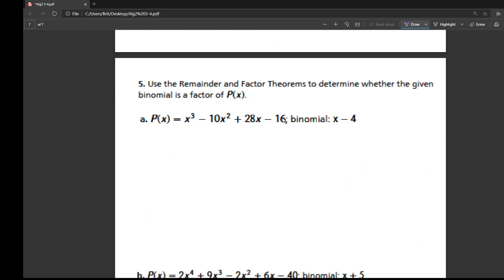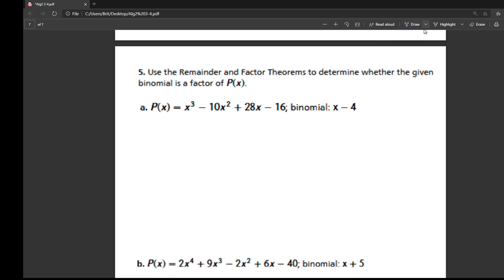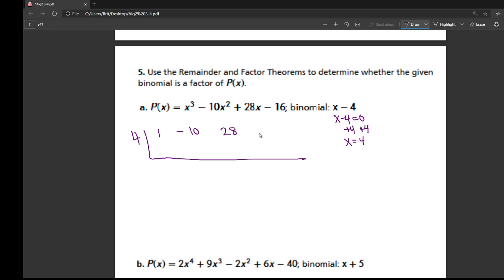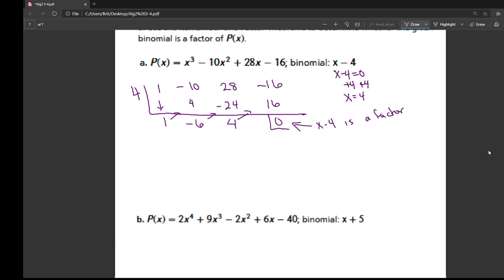Let's go ahead and let's check this out. So these ones are asking us just if it's a factor, not necessarily asking us to write it in factored form. Let's change colors, get a little more exciting with the purple. So x minus 4, I set it equal to 0. And so that 4 is what's going to go outside of my division house. So then I drop down my 1 and do my braid. So I add down, oops, there we go, multiply again, and then I add down and get my remainder of 0. So x minus 4 is a factor. And again, that's because of a remainder of 0.